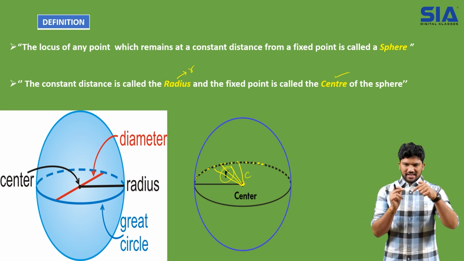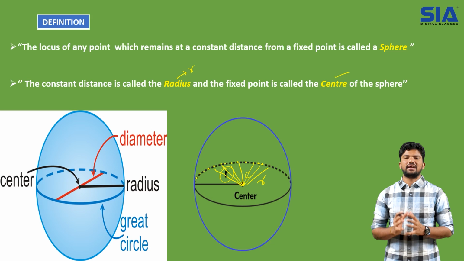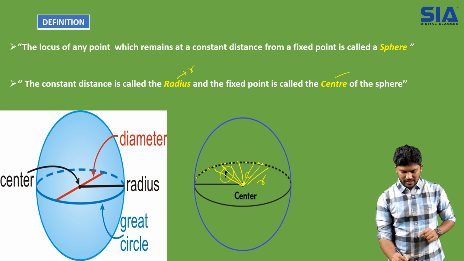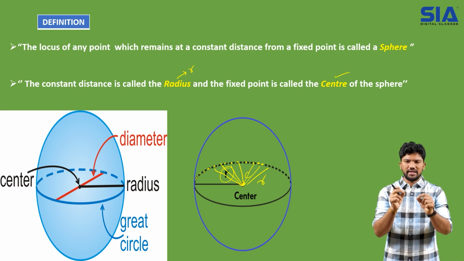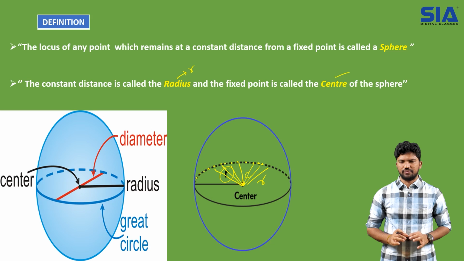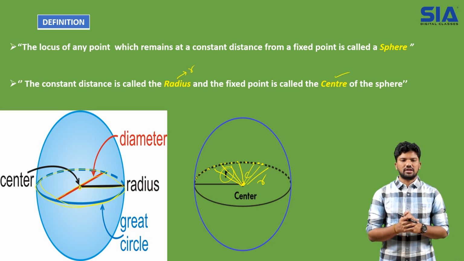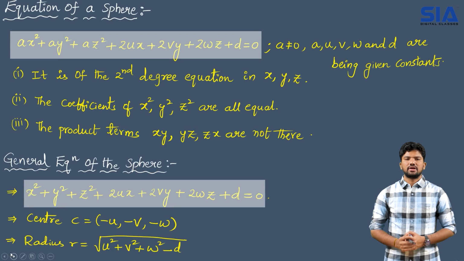That constant distance is the radius of the sphere, and that fixed point, from which we take that constant distance, is called the center of the sphere. This is called a great circle. This total shape is called a great circle. So this is about the total sphere. That is the first concept in unit 1.